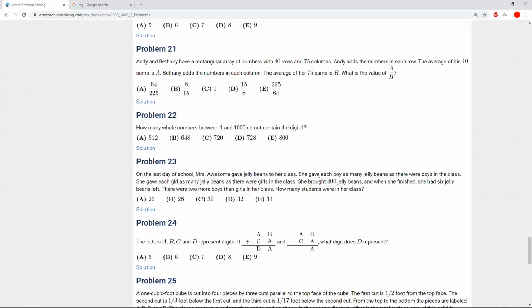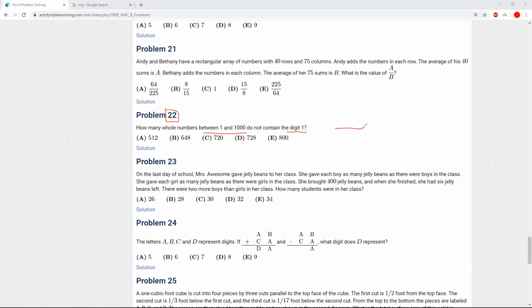Okay. So this one's a short question. How many whole numbers between 1 and 1,000 do not contain the digit 1? If you know how to do these types of questions, you should be able to do it within like 30 seconds. Don't be scared that a question is placed like number 22. A lot of these questions have simple tricks that once you know, they're pretty easy.